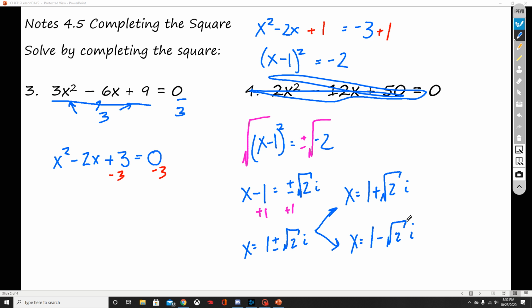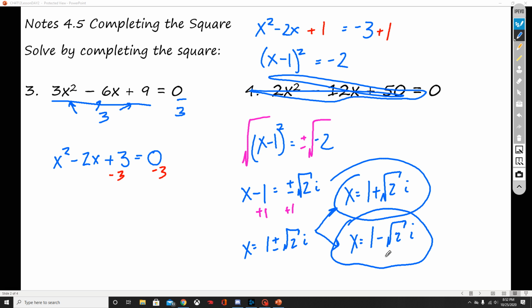Complex numbers here, so our solutions are not real numbers. If you tried to graph this quadratic, 3x squared minus 6x plus 9, it would not cross through the x-axis because its solutions are complex, which are not on the x-axis. Alright, so those are my solutions for number 3.